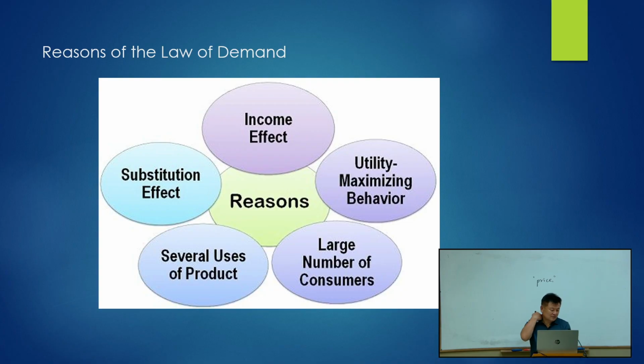And what is the reason for the law of demand? There are many reasons. Income impact: oh, I increased my income. Also utility-maximizing behavior; last time I explained utility with eating apples. The large number of customers: in some cases the number of consumers increases. Several uses of products. Substitute effect. These things are the reasons for the law of demand.